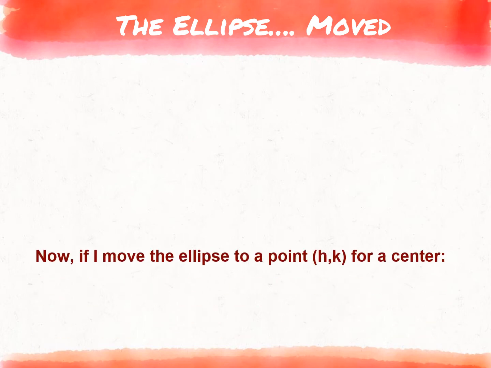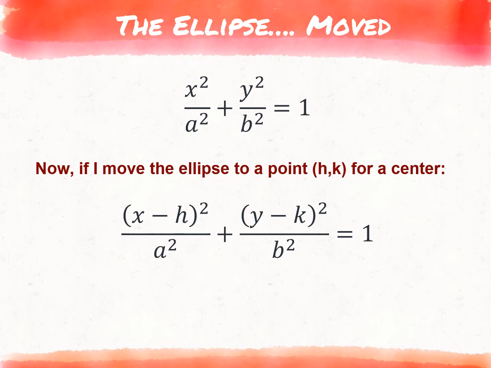So let's talk about what an ellipse looks like when it's moved. We know our formula previously was x squared over a squared plus y squared over b squared equals 1. Now we're adding that center being shifted. If you're comfortable with circles, you're going to be comfortable with this shift. If my x says plus 2, that means left 2. If my y says plus 3, that means down 3.